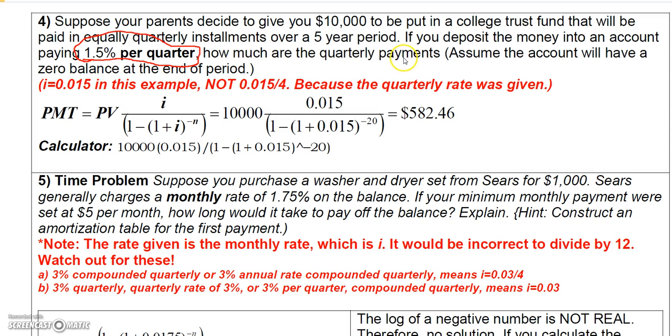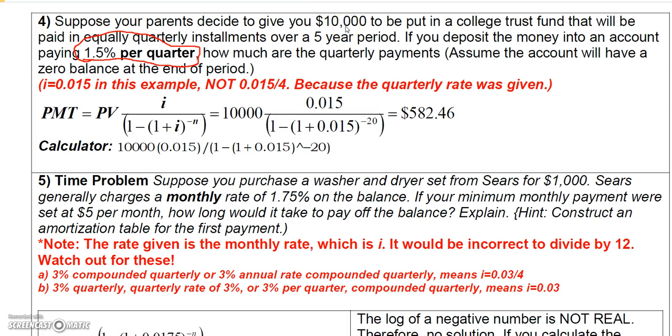How much are the quarterly payments? Now, we'll have to assume the account will have a zero balance at the end of the period. In other words, after the last payment is taken out, there's going to be a zero balance. Basically, we know that we're going to take payments out of this $10,000 trust fund. So we're going to take payments out each quarter, and the payments are going to reduce the balance of this $10,000. Doesn't that make sense? Every time we take a payment out, it's going to reduce the balance.